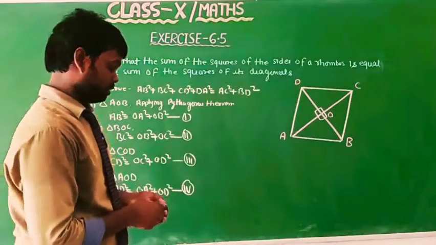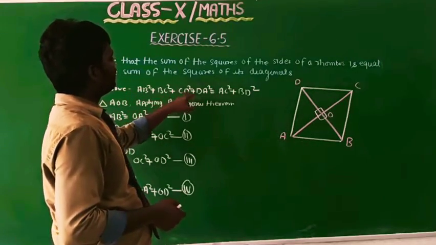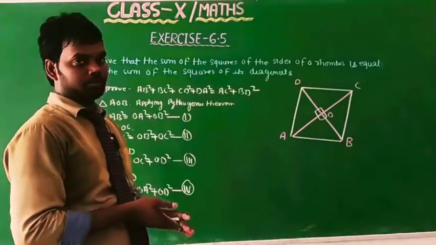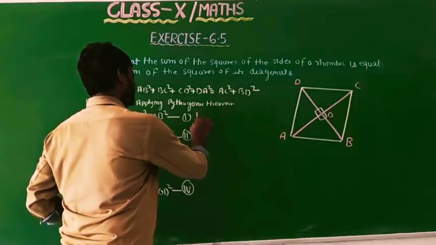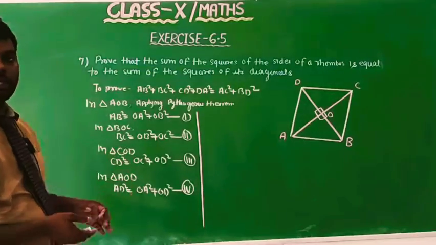And now here we have to prove AB square plus BC square plus CD square plus DA square equal to AC square plus BD square. So now we are adding equations 1, 2, 3 and 4.